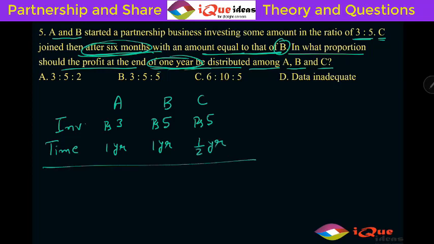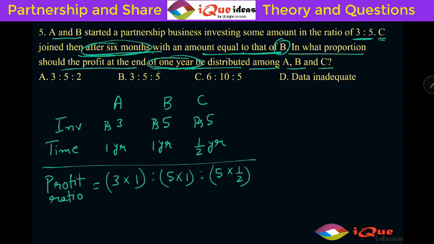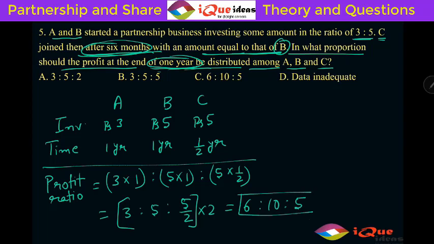Right? So from here we can find the profit ratio by just multiplying investment and time for each one and taking the ratio. So for A it will be 3 into 1. For B it will be 5 into 1. And for C it will be 5 into 1 by 2. Right? So it is 3:5:5 by 2. Now the ratio cannot have fractions. So multiply the entire ratio by 2. You will get 3 into 2, 6, 5 into 2, 10, and 5 by 2 into 2 is 5. That means the ratio of profit share would be 6:10:5.